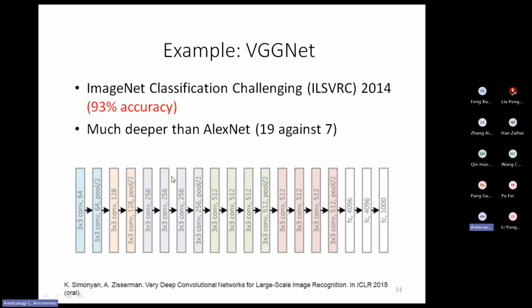These deep networks need to be trained on a GPU, not on a CPU, not on the central processor, but on your graphics card.